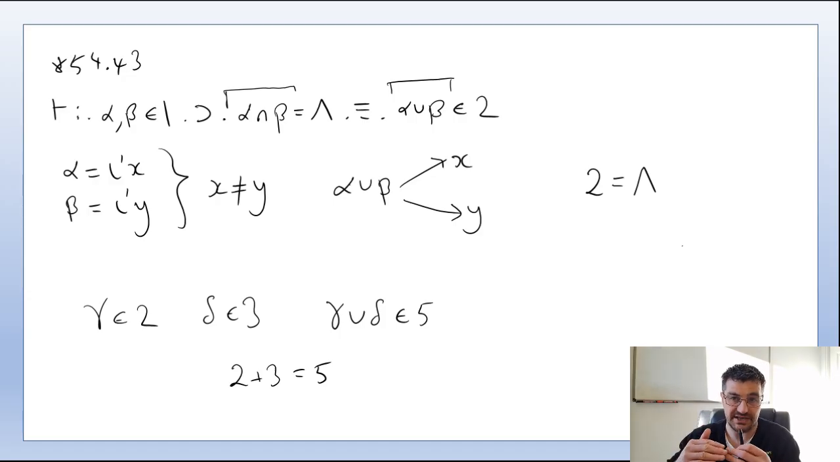So what I've done is I've expanded the demonstration, filled in some of the details that have been skipped over, and gone through it line by line. So it's my own demonstration.